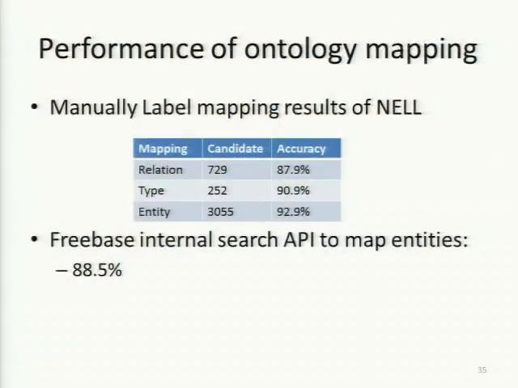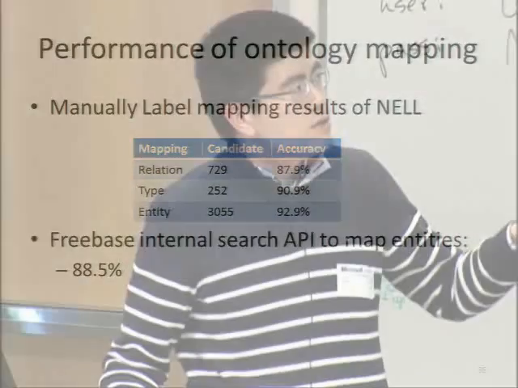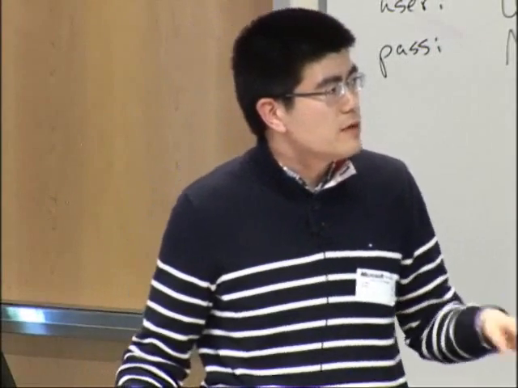Okay, we also evaluate the performance of ontology mapping itself. We manually label some mapping results of NL, and we achieve about 88 accuracy on relation extraction and 93 accuracy on entity mapping. So the result is about 5% better than the baseline, which is a Freebase internal search API to get entity mapping, which is about 88.